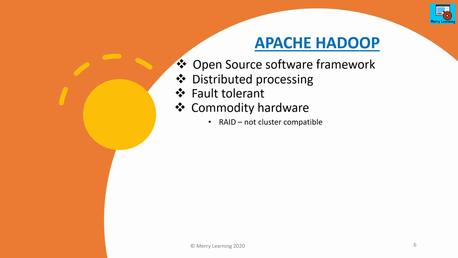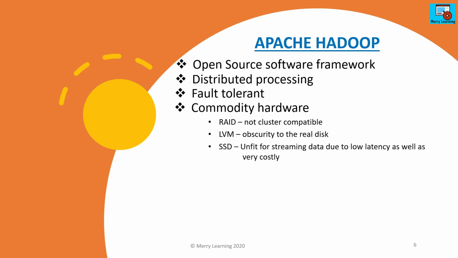Since redundant array of independent or inexpensive disks, or RAID data storage technology, is not cluster compatible, LVM or logical volume manager obscures the real disks, and SSDs or solid state drives are unfit for streaming data and are very costly. For Hadoop, the JBOD or just a bunch of disks, which is a collection of hard disks that have not been configured but acts as an equivalent to RAID, is used.